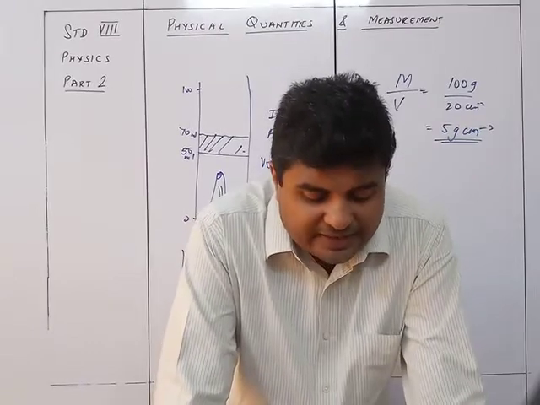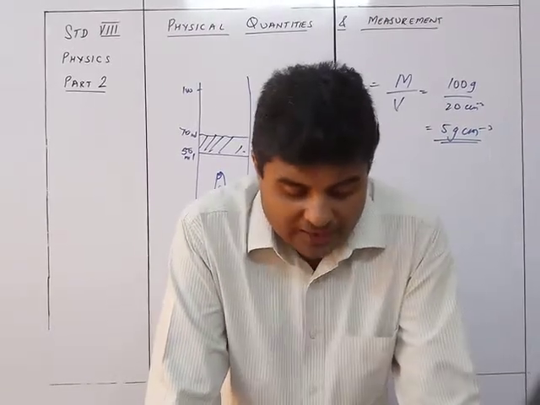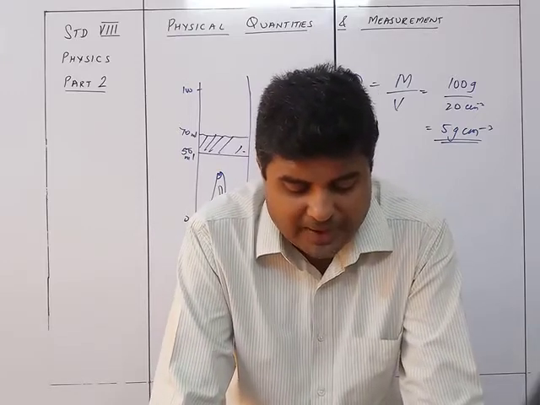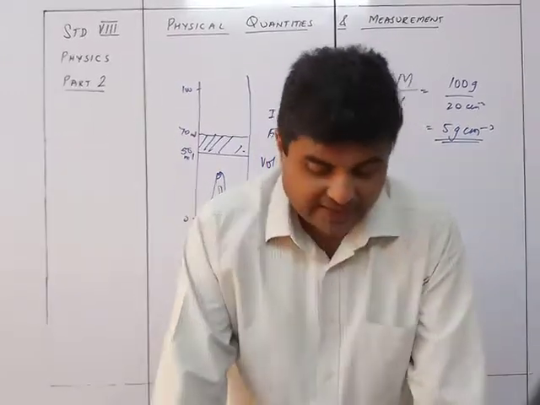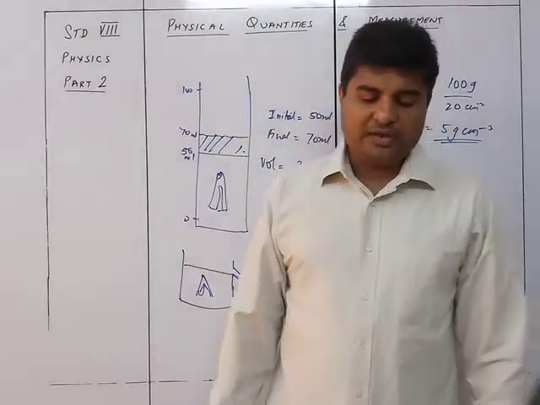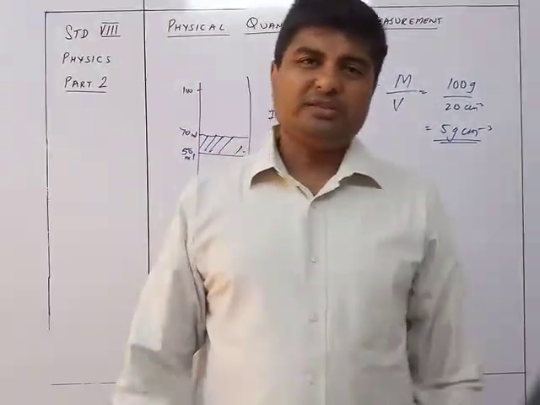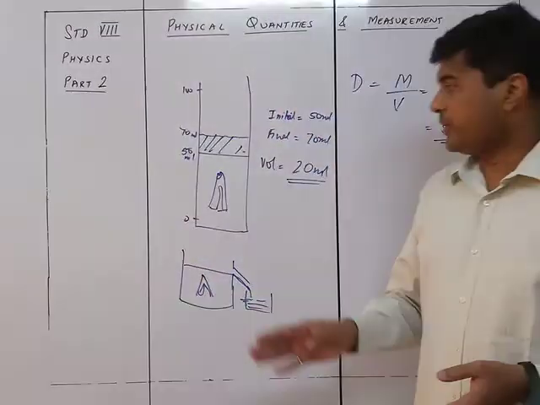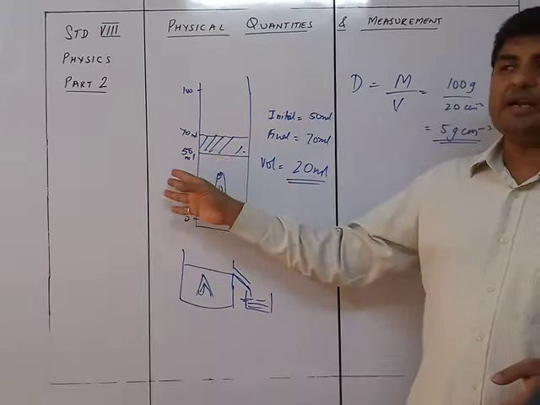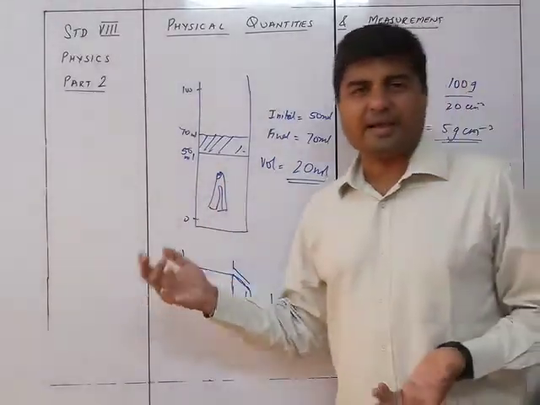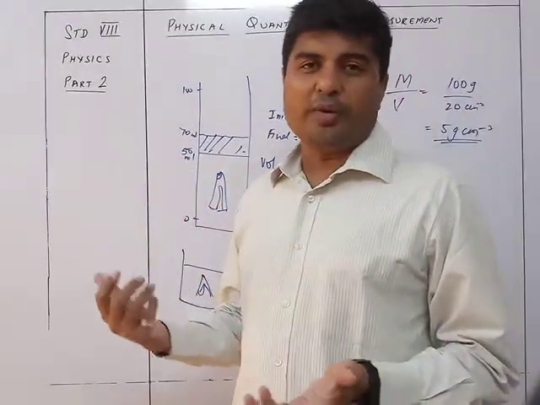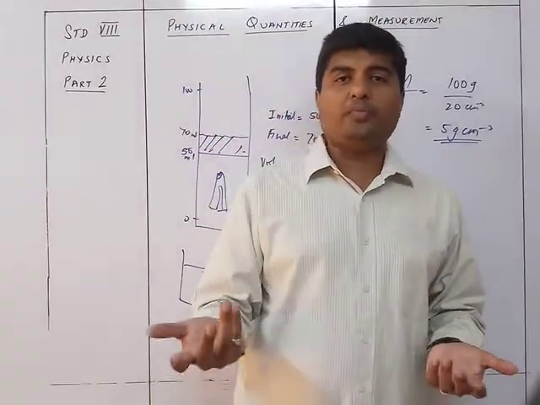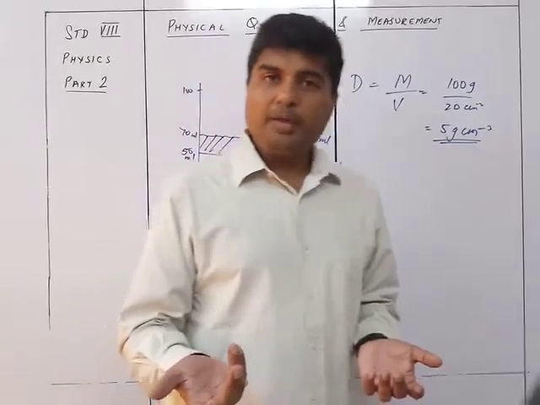To determine the density of a liquid, say milk, oil, etc., its mass is measured by the common beam balance and its volume is measured by a measuring cylinder. Then the density is calculated by using the relationship D is equal to M upon V. Simple. I want the volume of the liquid. What will I do? I will pour the liquid into the measuring cylinder. Whatever volume comes in the measuring cylinder, that is the volume. The mass of that particular body is already known by me using a beam balance.